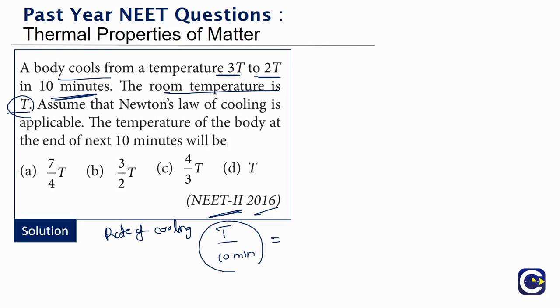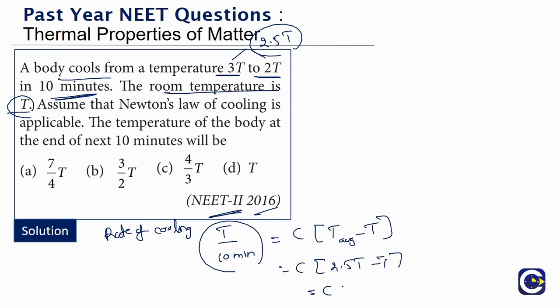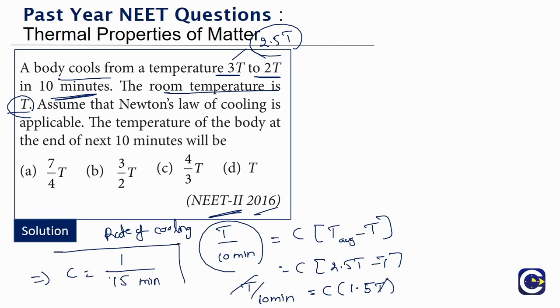Now look at it. As per Newton's law of cooling, the average rate of cooling is equal to a constant C times the average temperature of the body minus the temperature of surroundings. The average temperature of the body, coming from 3T to 2T, will be 2.5T, that is, 3T plus 2T divided by 2. So it is C into 2.5T minus T, that is C into 1.5T. That is the relation. From here we can cancel the T, and we will get the C value. The 1.5 also will come to the left side denominator, so C will be equal to 1 by 15 per minute. This is the C value.